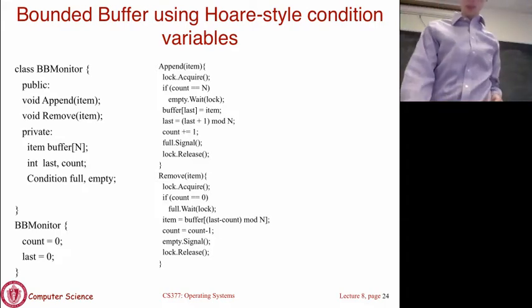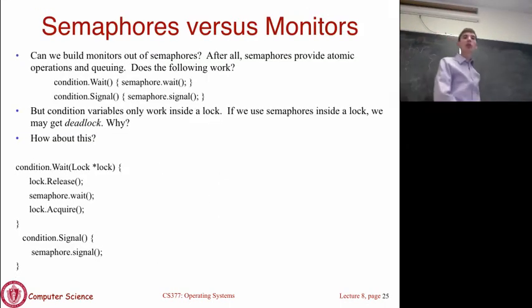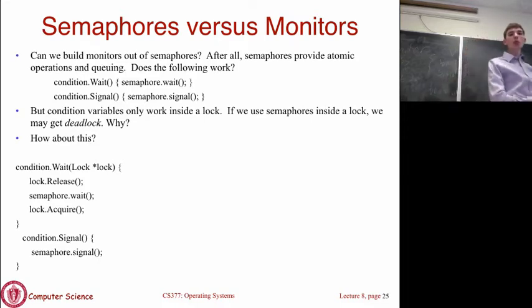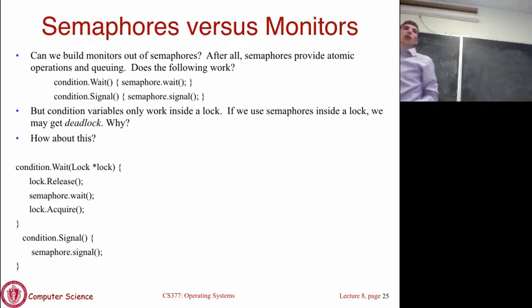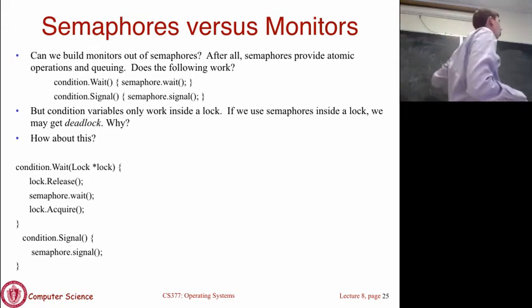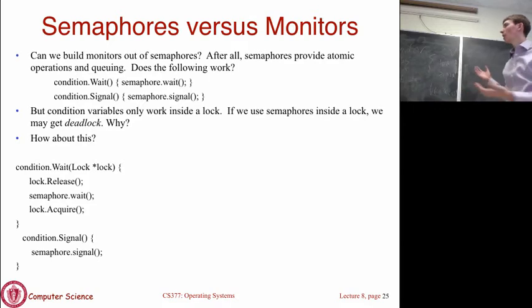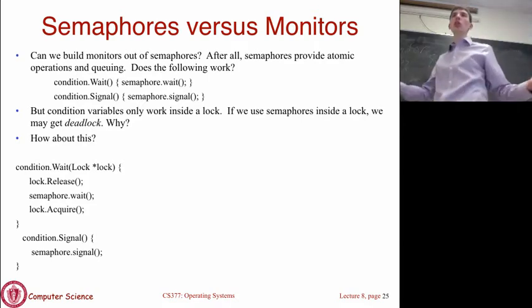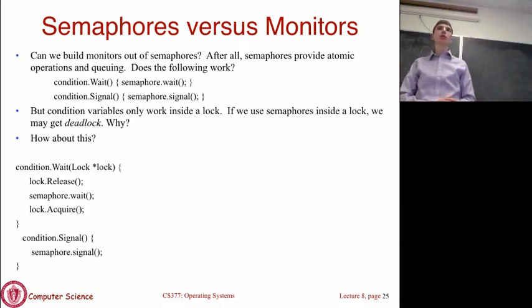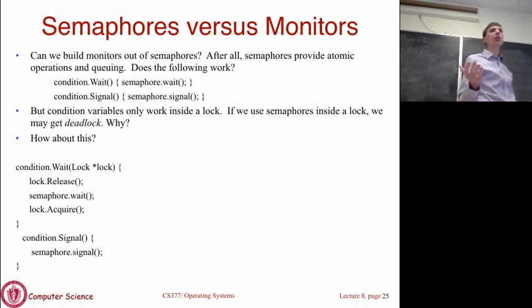Okay. So now let's briefly just consider the differences between semaphores and monitors. So remember, semaphores have wait and signal. And condition variables also have wait and signal. So of course, the natural question to ask is, well, are condition variables and semaphores basically doing the same thing? So what do people think? Are they basically the same thing?